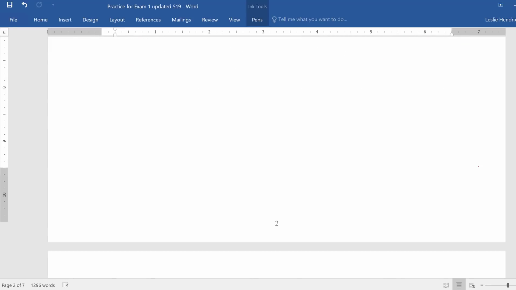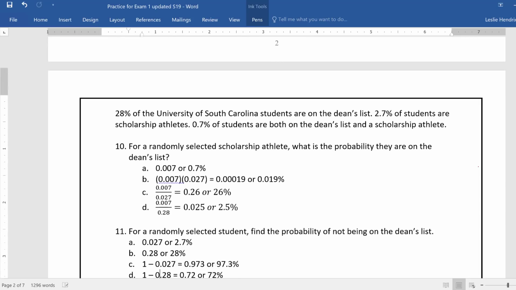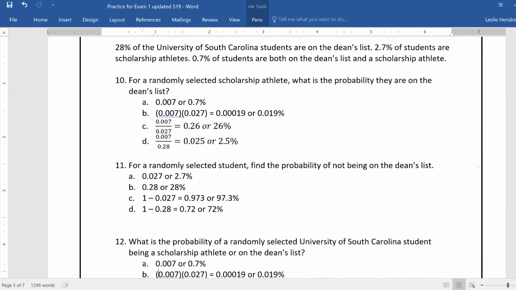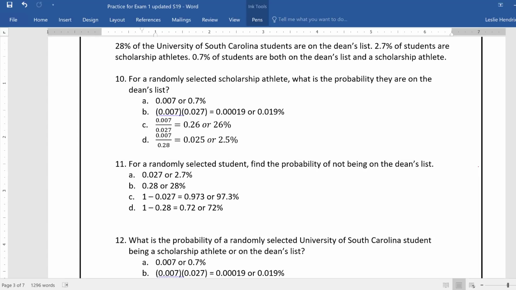All right, moving right along. So some questions about the probability rules that you learned. Suppose, and this is actual data from a couple years ago, 28% at that time of University of South Carolina students were on the Dean's List, and 2.7% of students are scholarship athletes. 0.7% of students are on both the Dean's List and a scholarship athlete. So the first question is, for a randomly selected scholarship athlete, what's the probability they're on the Dean's List?